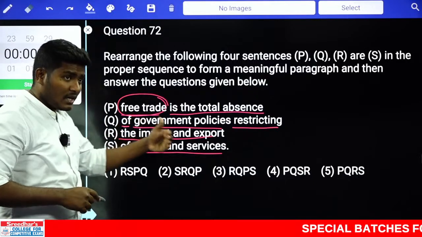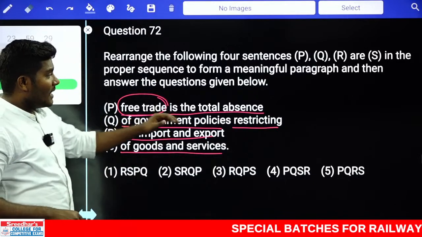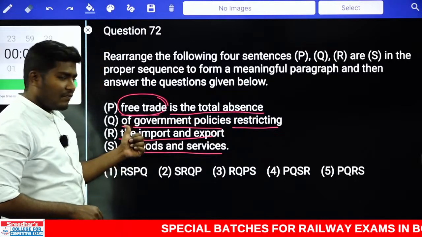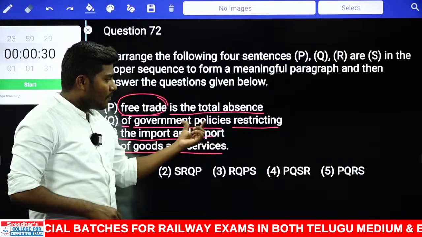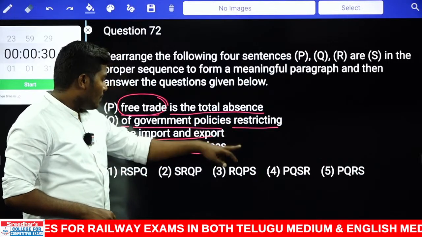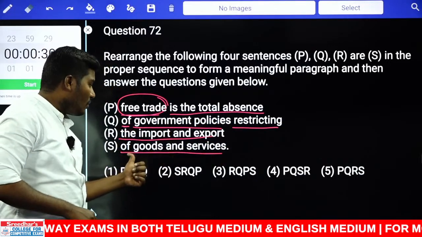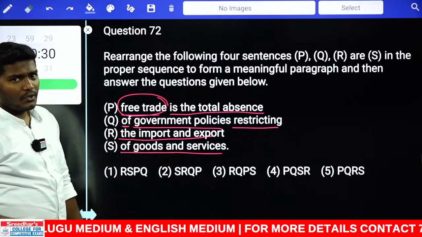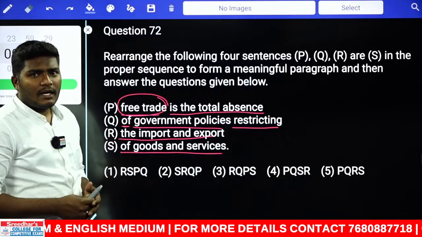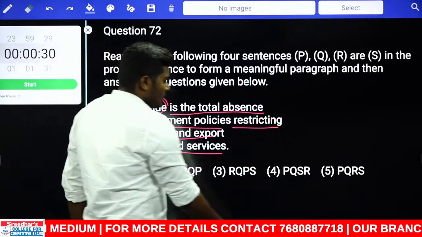So we are referring to free trade. What is free trade? Free trade is a total absence of what? Total absence of government policies, these policies restricting the import and export of goods and services. That is called free trade. Okay, it's like removing all the tax which is imposed.